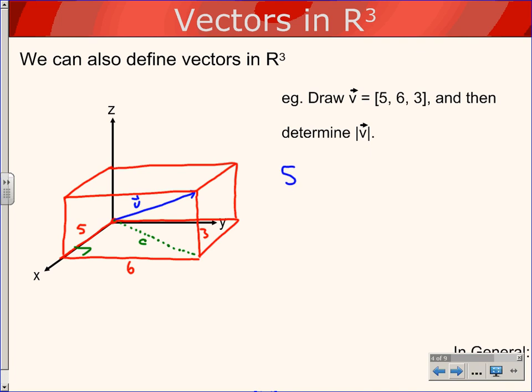So if I do 5 squared plus 6 squared, that's going to give me C squared, right? Now, usually what we do is we square the 5, square the 6, add them together, take the square root. I'm not going to do that, though. Okay, I'll show you why.